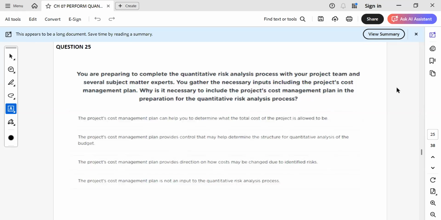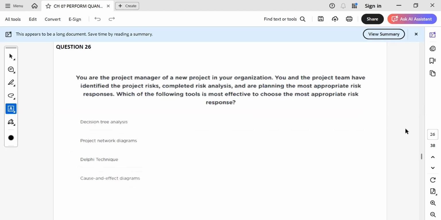The last one says the project cost management plan is not an input to the quantitative risk analysis process. It is an input, because the project management plan is an input to the quantitative risk analysis process, and under the umbrella of the project management plan we have the cost management plan. It is a subset of the project management plan. So what is the right answer? In my opinion, option B is the right answer, sir. Correct, option B is the right answer. Good. Next question.